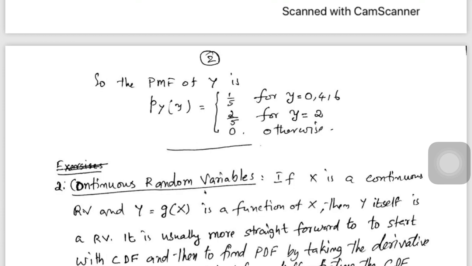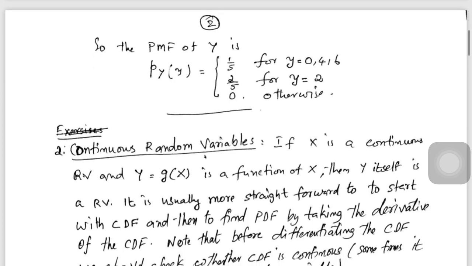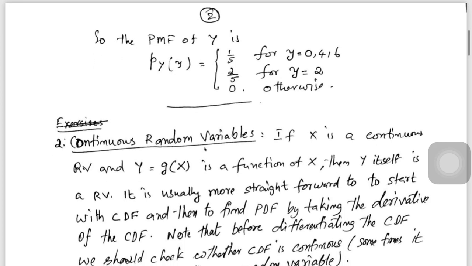Okay, but for the continuous situation, it is not so direct. It requires something other than counting. And you will see in continuous random variables, we have 2 procedures for finding the probability distribution.